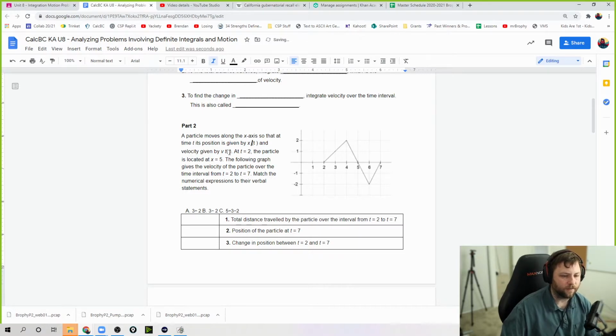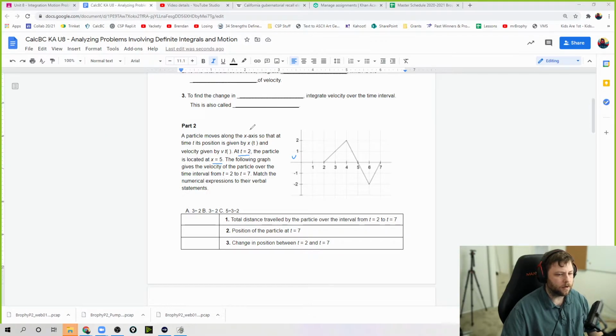And the velocity is given by v(t), okay? At time equals 2, the particle is located at x equals 5. And the following graph gives the velocity of the particle from 2 to 7. Match the numerical expressions to the verbal statements here. So we're looking at this again with this graph. At time equals 2, and this is velocity. And then we're told at time equals 2, the particle is located at x equals 5.